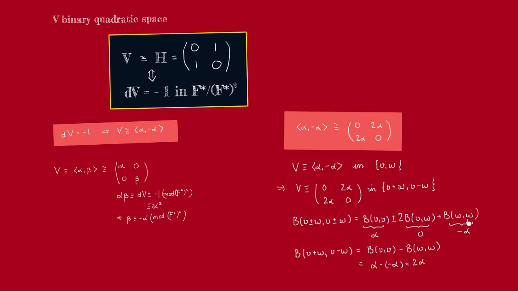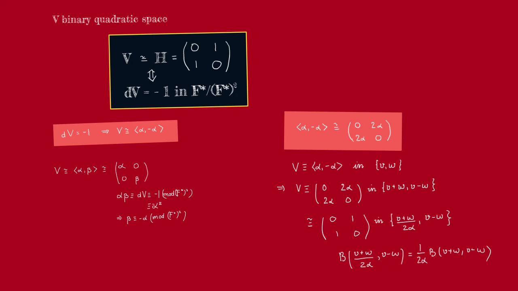So if you expand it out, then we see this is alpha, this is minus alpha by definition of v and w, and then this is 0. So this whole thing is going to be 0. And then the entry 2 alpha here means this cross term: when we pair v plus w with v minus w, we should get 2 alpha, and that comes from the difference of squares. So why does this mean that V must be isometric to the hyperbolic plane?